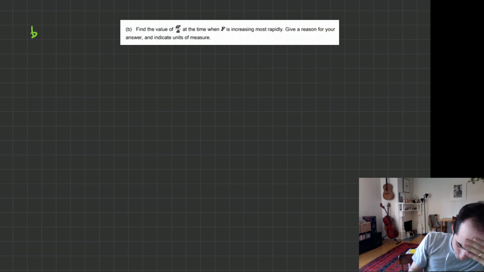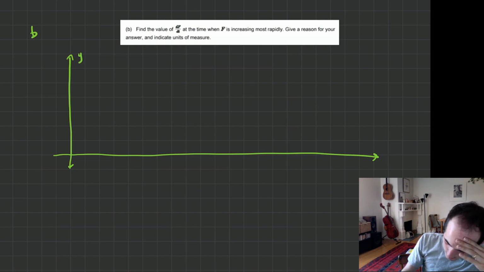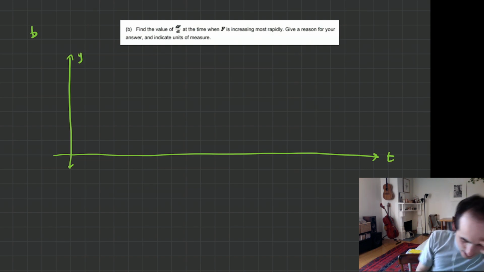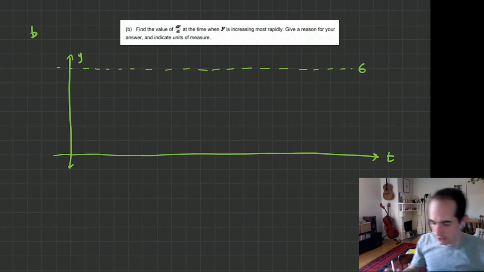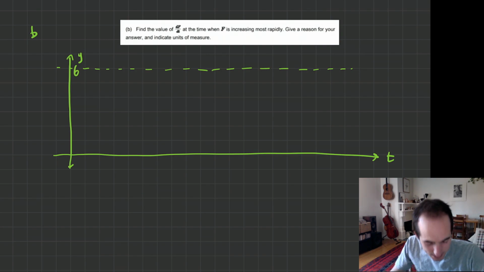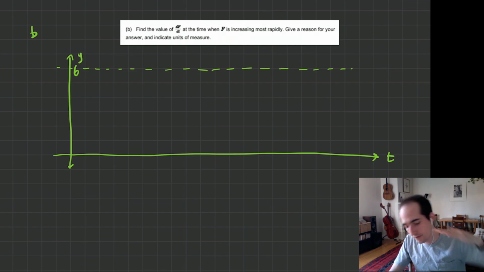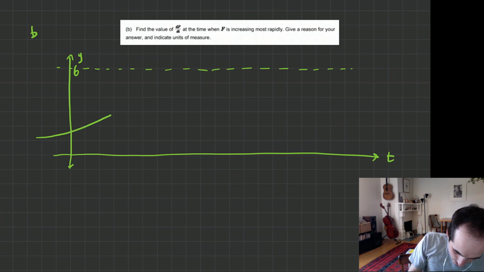So, oops, should make that a little bit lower. So here's my x-axis, here's my y-axis. Actually, I should make this y and this one t, right? Because it's time that's increasing. And we have this maximum value here, right? This is the maximum value that our function is approaching, right? So we have something that looks like this.